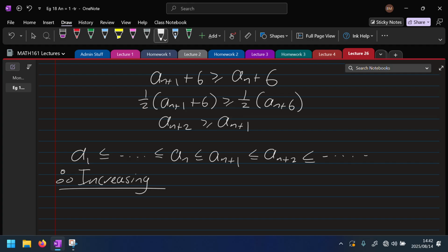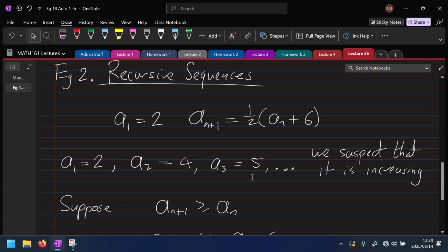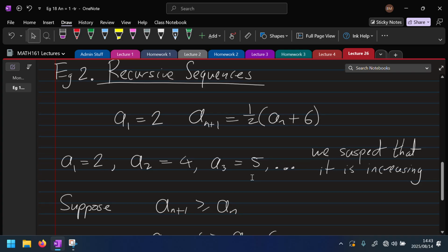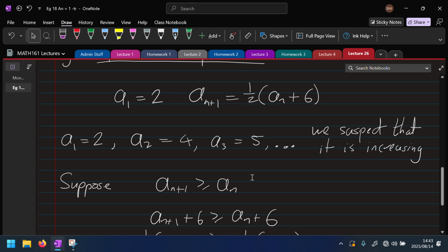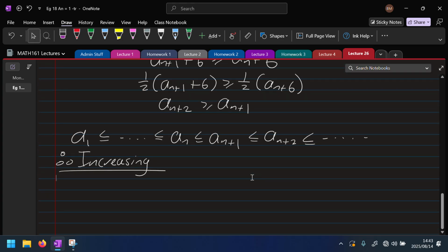So we know it's increasing, so we need to show that it must be bounded above by something. You can check on your calculator, you can do a few more examples, substituting back, see how the sequence goes. In fact, it's going to be bounded by 6. Again, just on your calculator, do a few more terms. You'll see it never goes beyond 6.